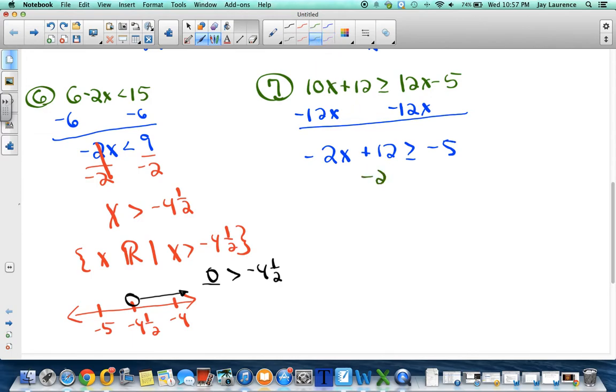And then I'm going to subtract 12 from both sides. Not 21, Mr. Lawrence. What are you doing? Sorry, it's getting kind of late. I'm very sleepy. I've been working too much today.